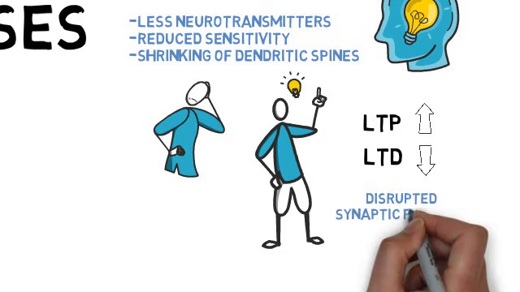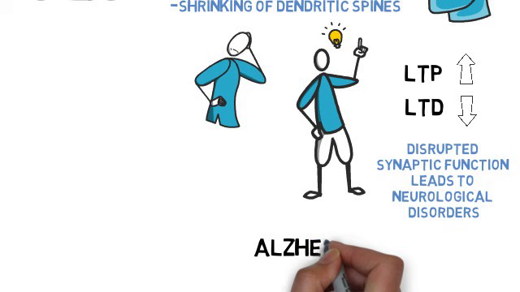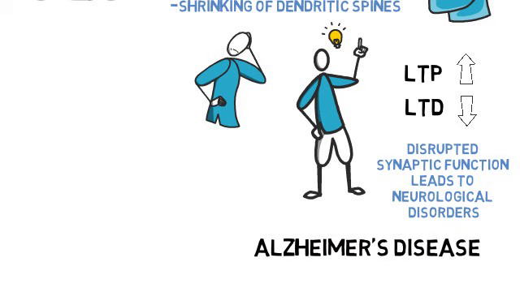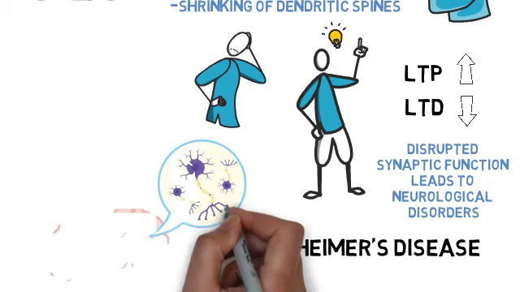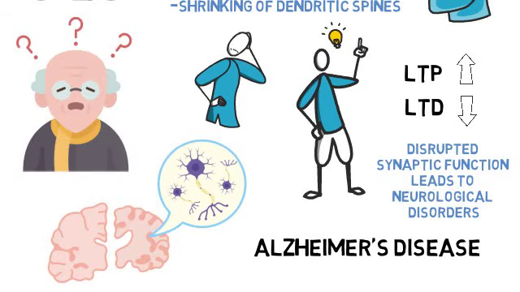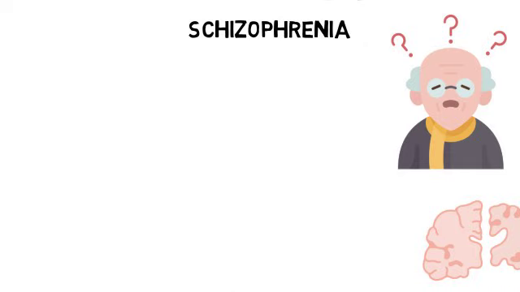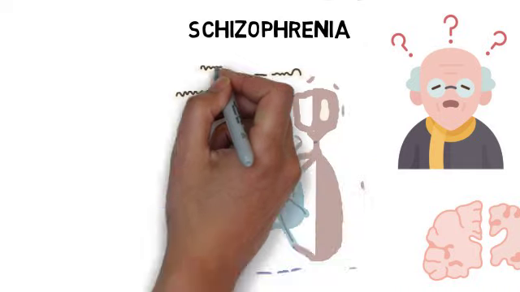When synaptic function is disrupted, it can lead to various neurological disorders. For example, in Alzheimer's disease, there's a loss of synapses, resulting in memory decline and cognitive impairment. Schizophrenia is linked to abnormalities in synaptic signaling, particularly involving dopamine.